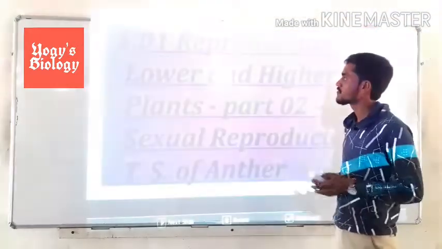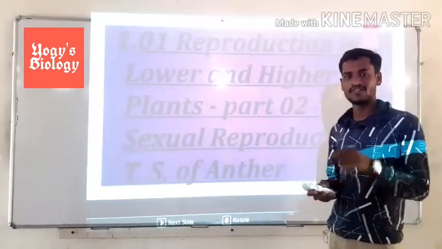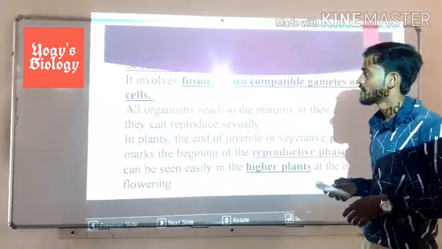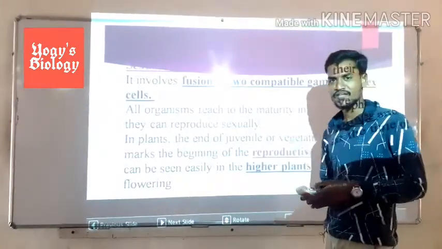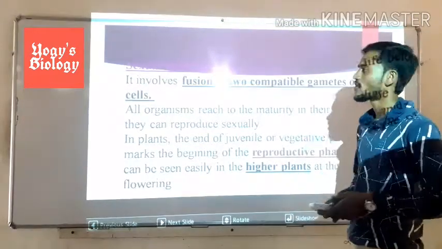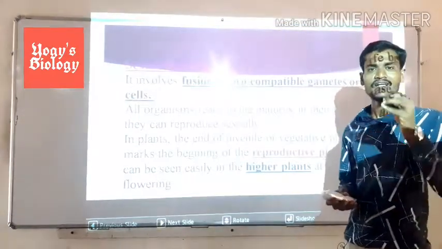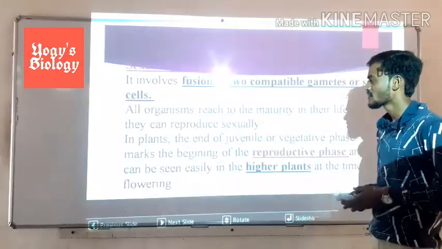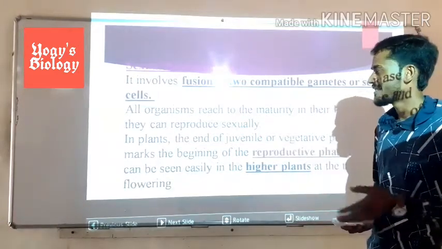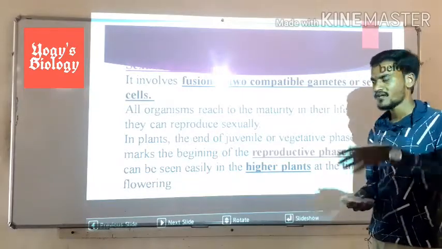Today we are going to learn reproduction in lower and higher plants, part 2, sexual reproduction and TS of anther. Sexual reproduction involves two compatible gametes or sex cells from both parents, which are different gametes. When all organisms reach maturity in their life, they can reproduce sexually.